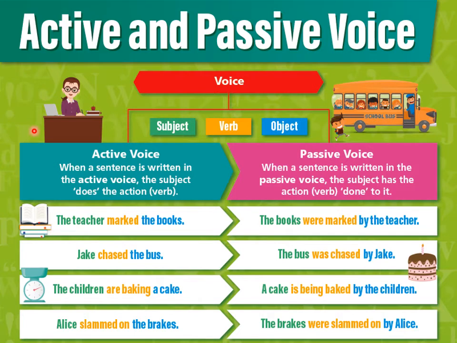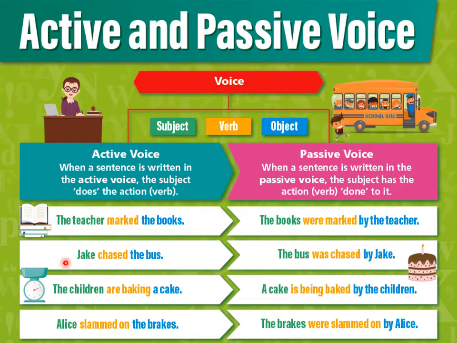Let's review. When a sentence is written in the active voice, the subject does the action of the verb. For example, the teacher marked the books. While when a sentence is written in the passive voice, the subject has the action done to it. The subject receives the action. The books were marked by the teacher.